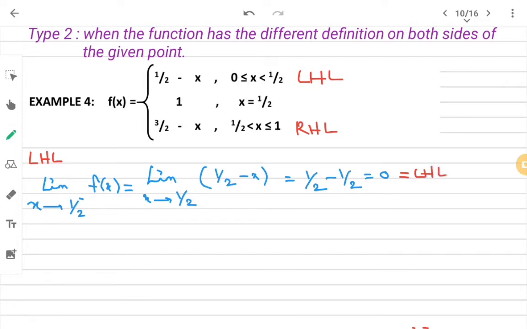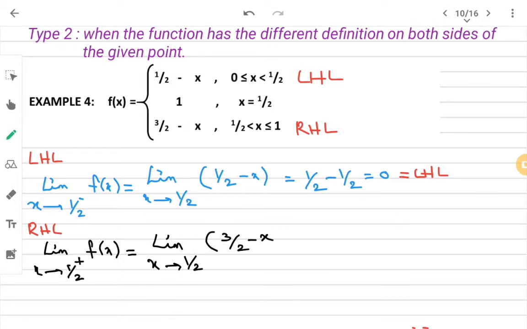And this value is nothing but the left hand limit value. Now I'm going to find the right hand limit. What is the right hand limit equation? The right hand limit equation is given here. This is for the right hand side, right? 3 by 2 minus x. And here limit x tends to 1 by 2 plus of f of x is equal to limit x tends to 1 by 2 of the equation 3 by 2 minus x. That is 3 by 2 minus, instead of x I am going to replace 1 by 2. While simplifying, you will get the value as 1. And this one is the RHL value.